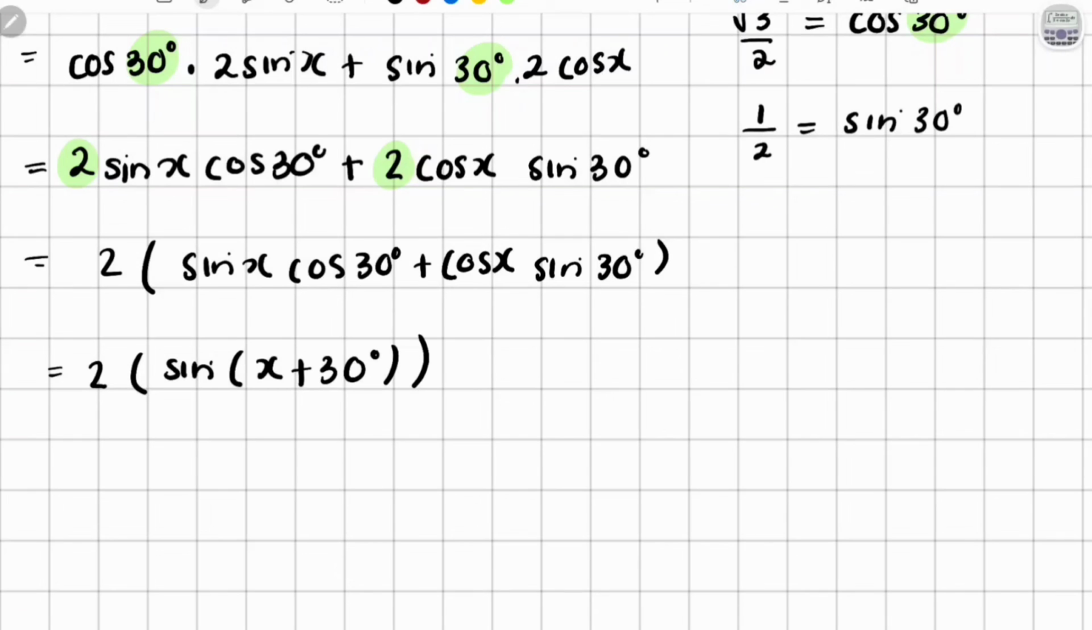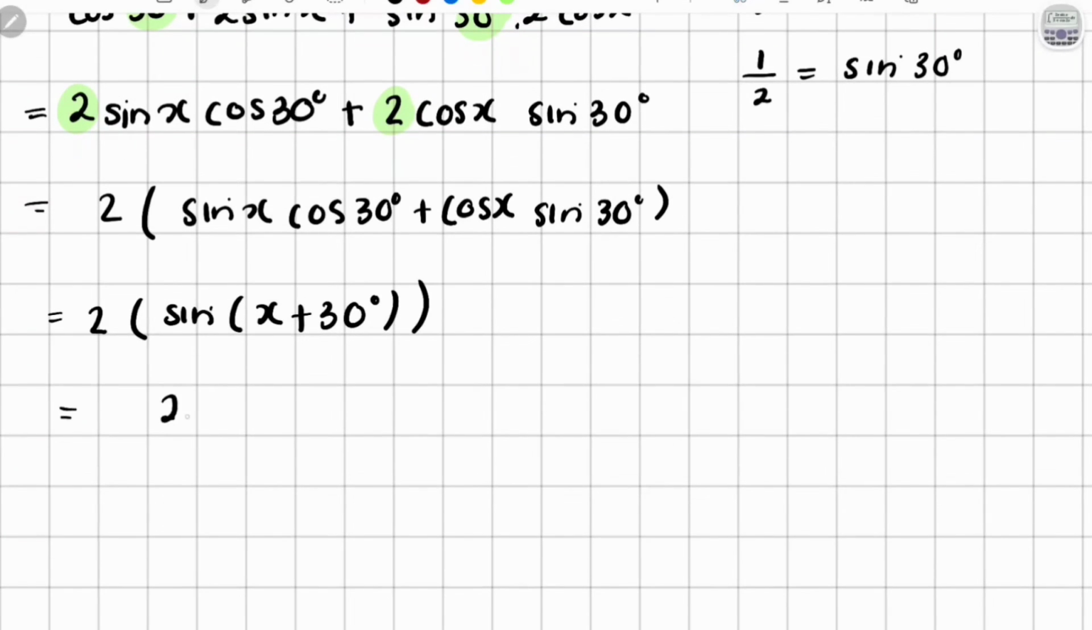So that will simplify to sine of x, and we're going to have x plus 30 degrees. Okay, so this is what we have. It's really just 2 sine x plus 30 degrees, which is perfect. We can actually find the maximum value of this. That's what we're going to do here.